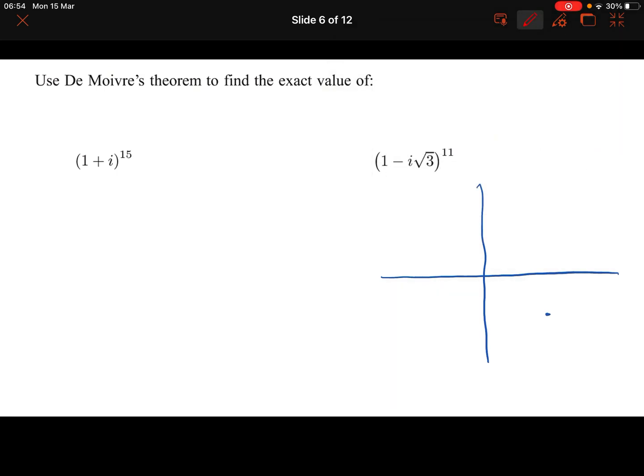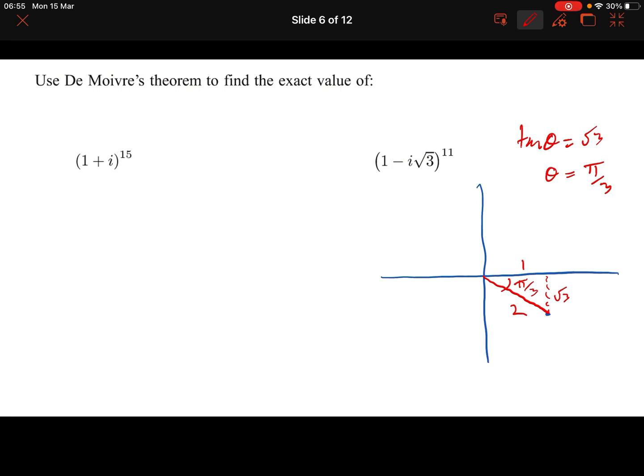Let's change colour. So this is root 3, this is 1, this is my argument, and the modulus is going to be 2. The argument is going to be root 3 over 1, so root 3. So arctan of root 3 is equal to pi over 3. I.e., tan theta is equal to root 3, so theta is equal to pi over 3. Again, that's one you should know.